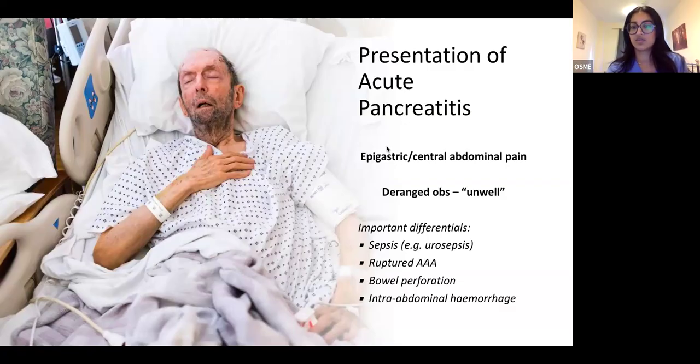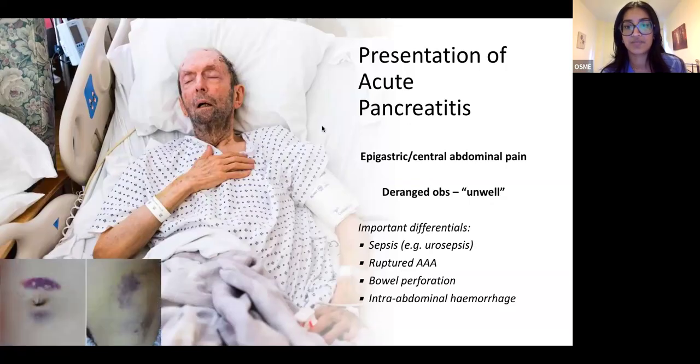And other differentials for this condition would be sepsis. So sepsis could be from any source, really, for example, the urinary tract. It could also be a ruptured AAA. That's something to be very mindful of if they have tummy pain, if they fit the demographic of typically an older or middle-aged man, or woman even. It could be in any member of the population. And also bowel perforation, or an intra-abdominal hemorrhage as well.